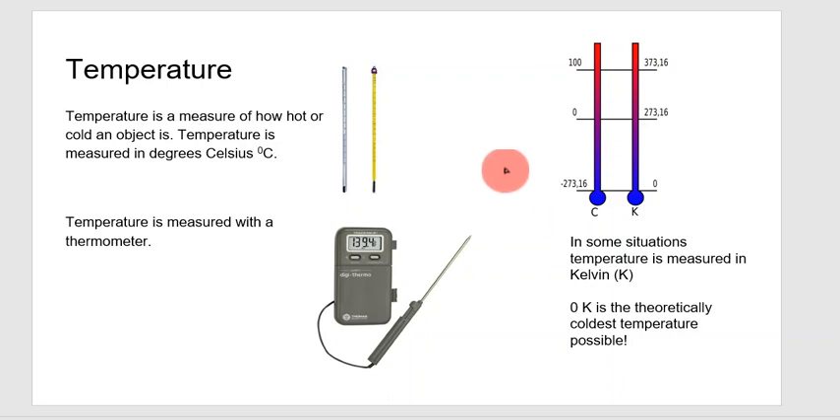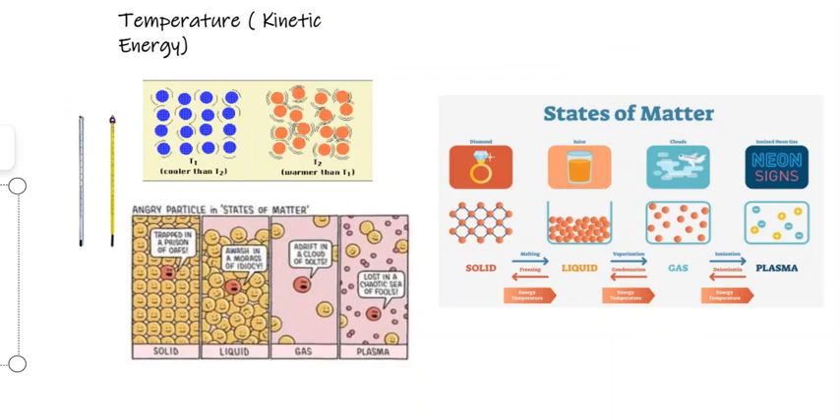So really the idea is you want to think about what exactly we mean by the hotness or coldness of an object. What does that actually mean? Temperature is very much linked with the idea of what's called kinetic energy. Kinetic energy is basically the energy an object has because of its motion.